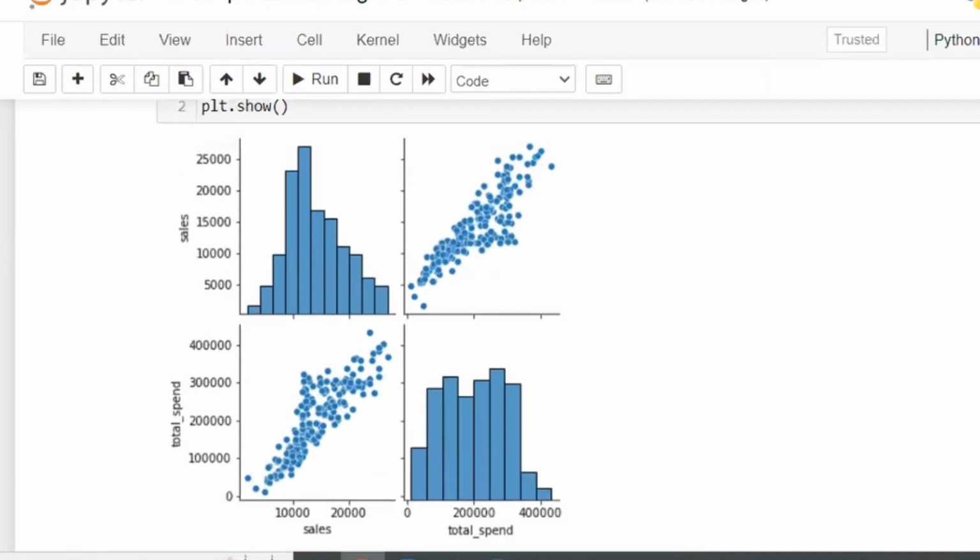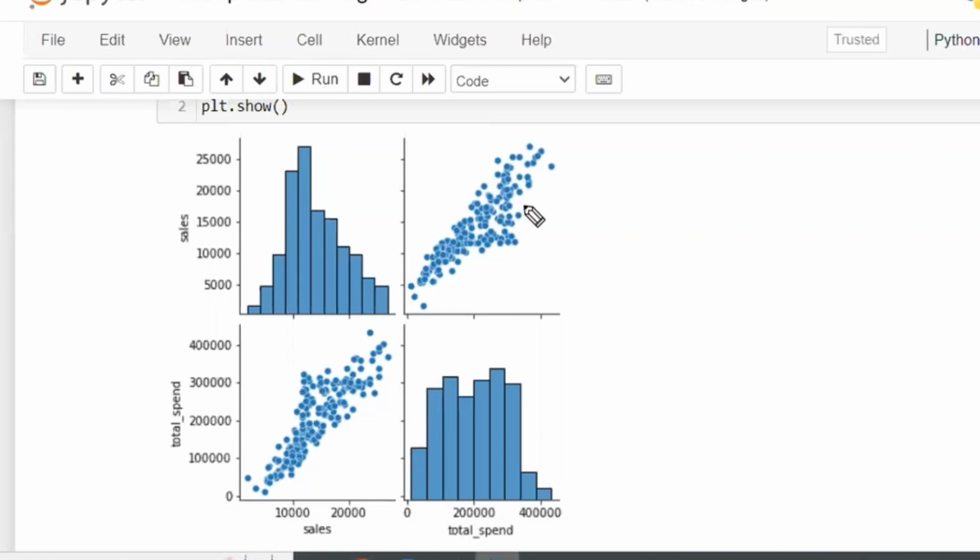The second thing I observe is how close the data points are. Are they very close to each other, or very far away from each other? If they are very close to each other, the correlation will be very high. If they are far away from each other, the correlation will be low. I can't say the exact value, but I can say whether it is good or bad, that only I can say. From the scatter plot, we can't identify the exact correlation value.